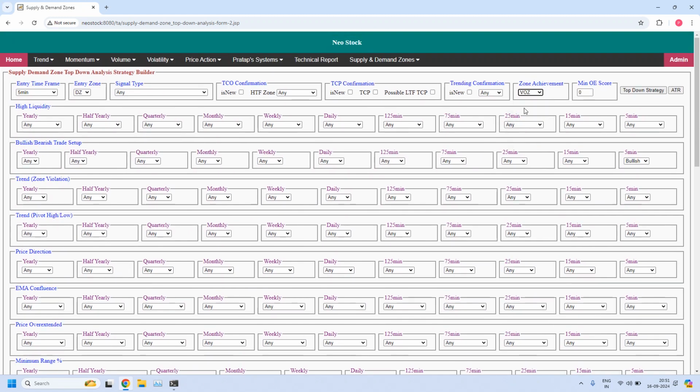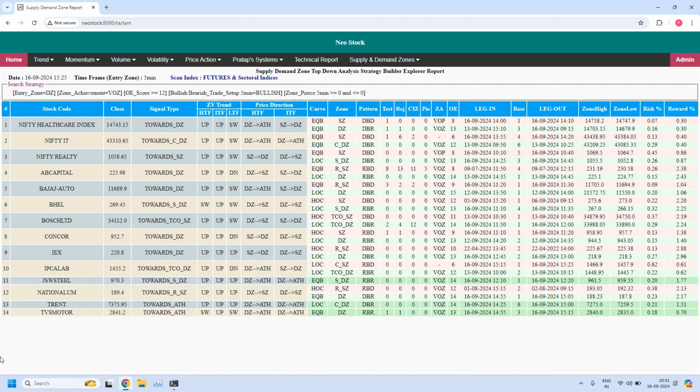Zone achievement is violated opposing zone. Minimum order enhancer score should be 12. And all the 3 filters are applied to the 5 minutes demand zone. Now let's verify. So 14 stocks are filtered. And all these 14 stocks are currently supporting bullish trade setup for hourly income trade. Now let's verify out of these 14, how many are having ITF confluence.